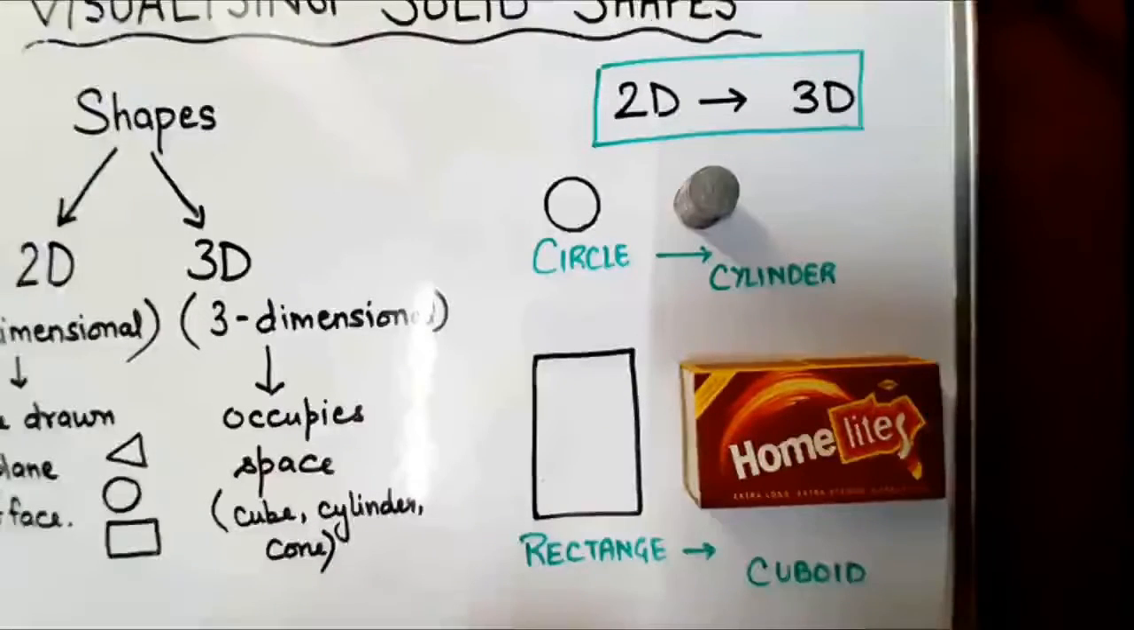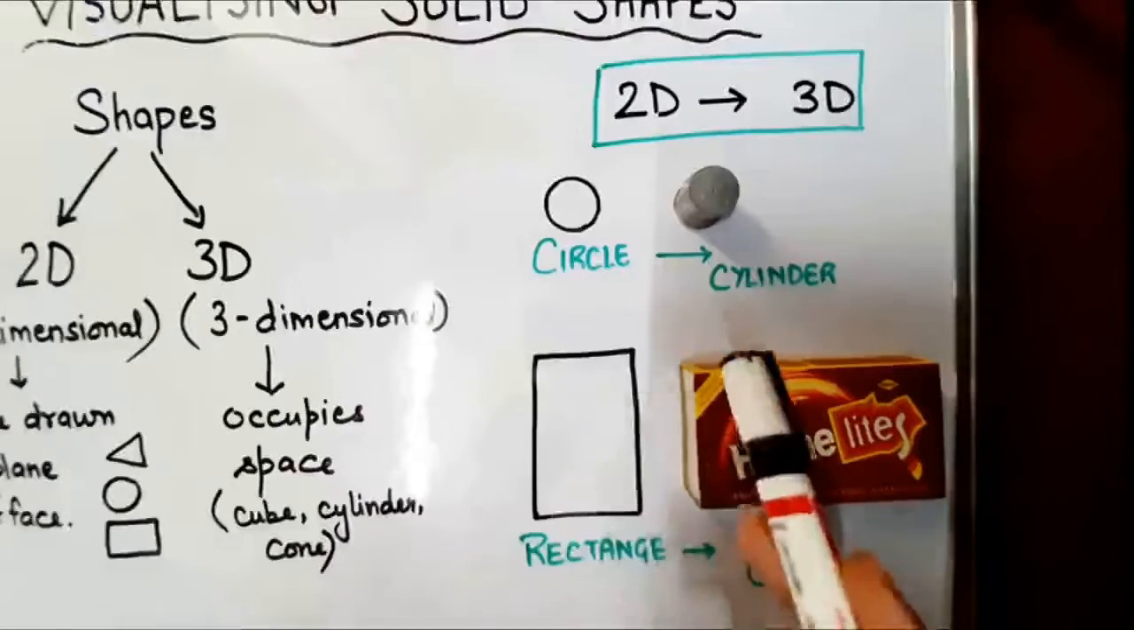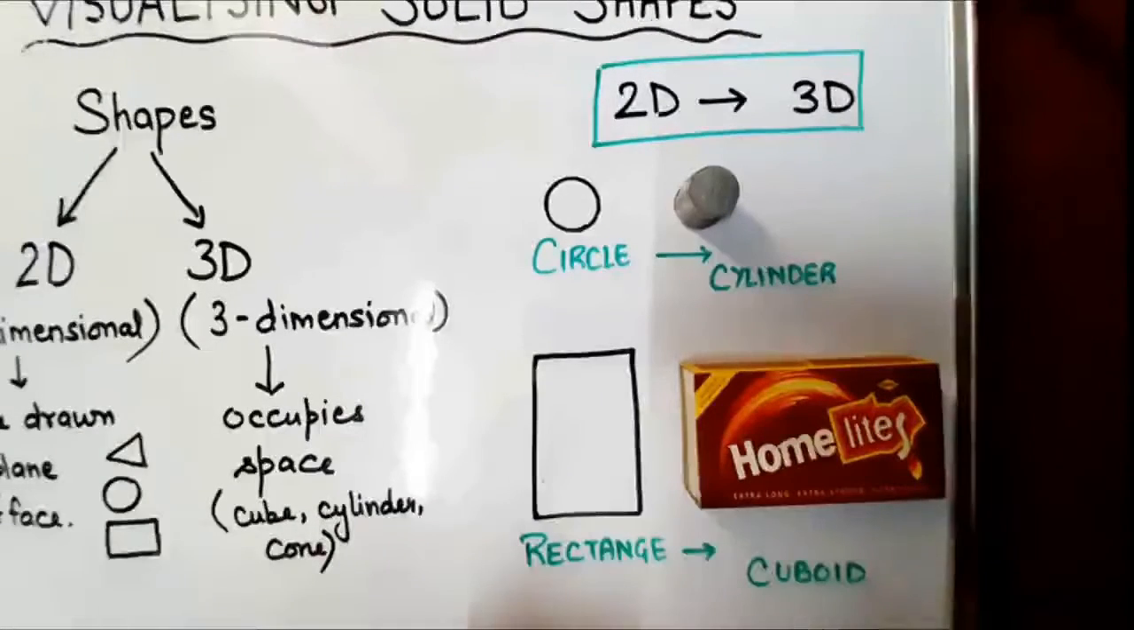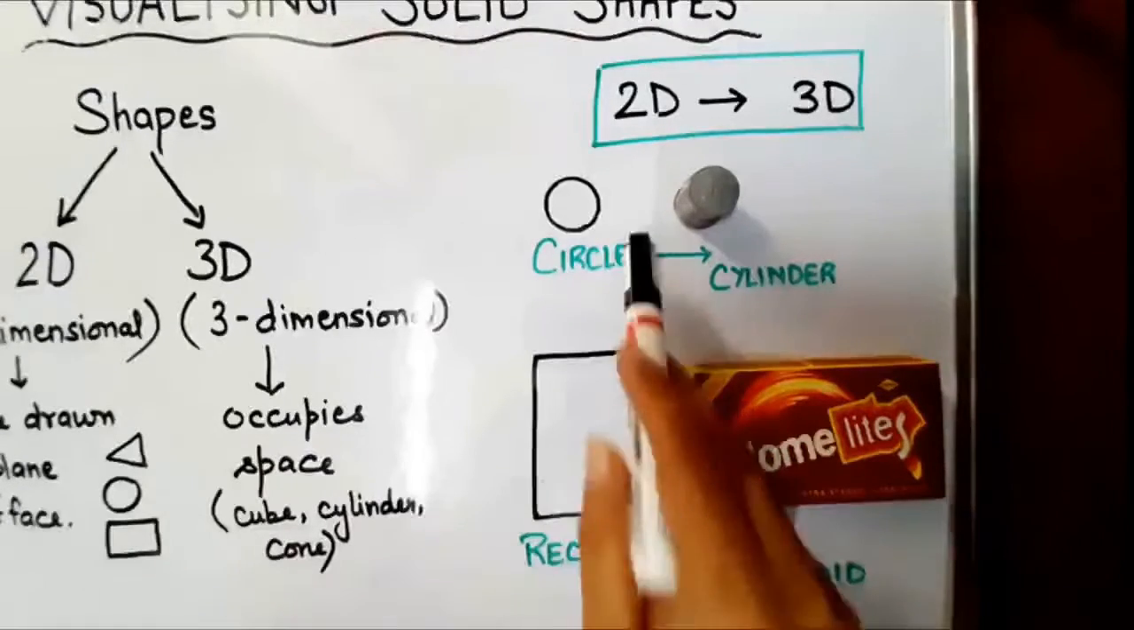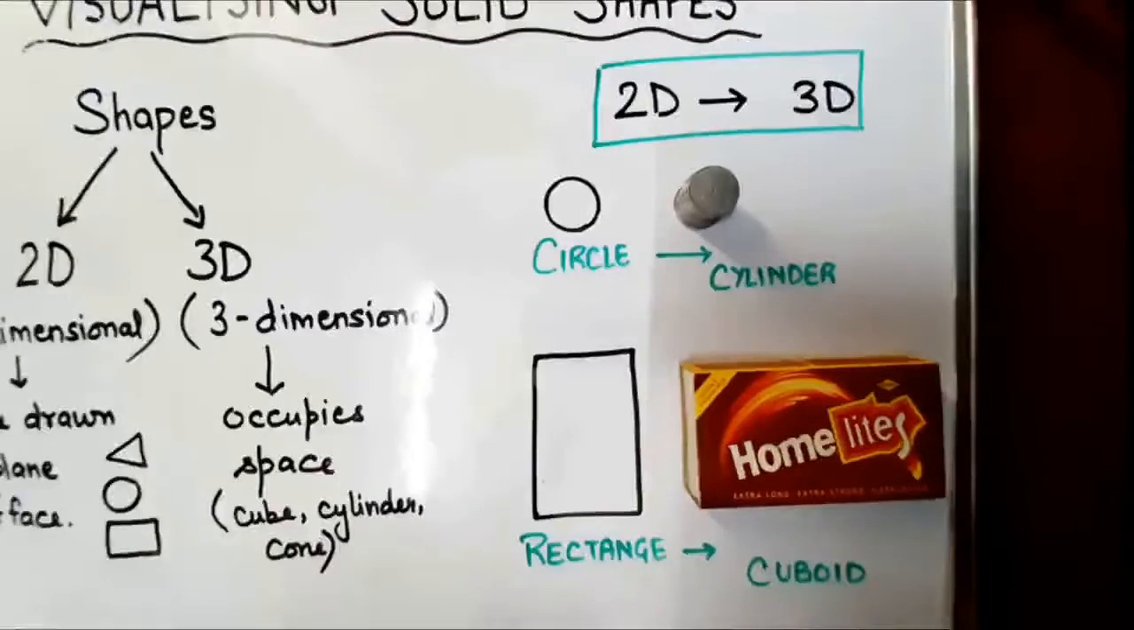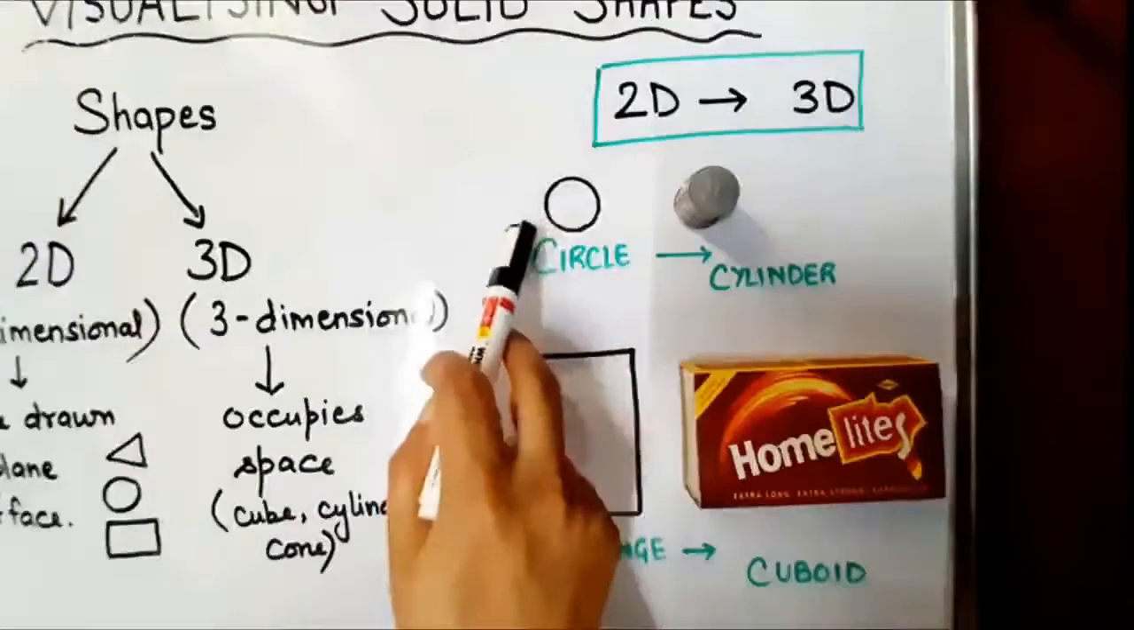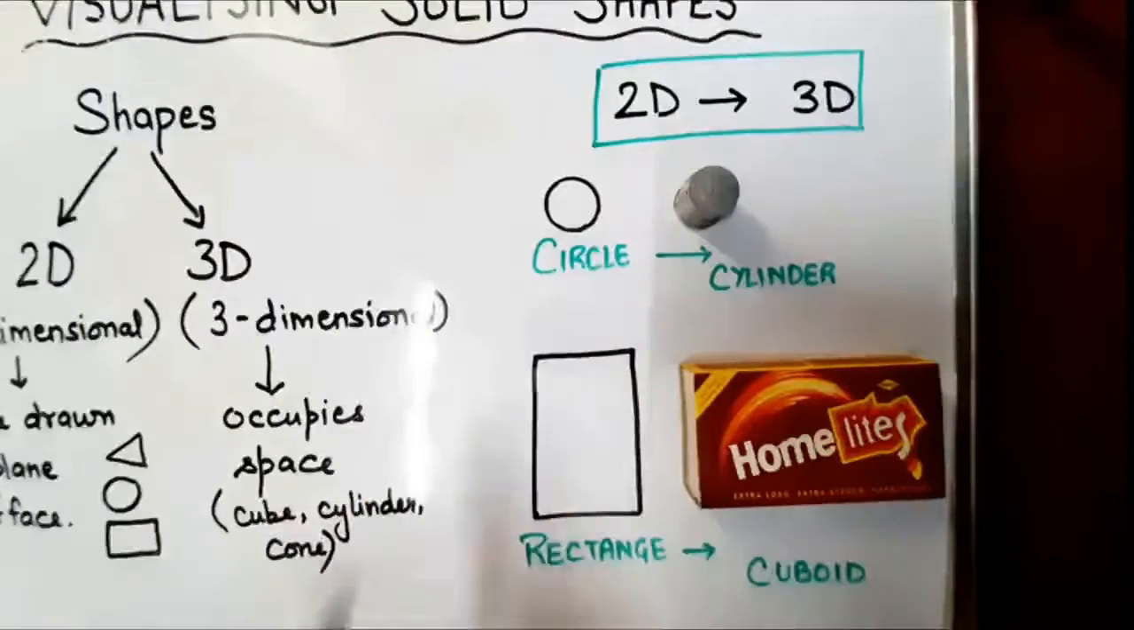This is how two-dimensional shapes get converted to three-dimensional shapes when a third measure is also associated with them. These were a few examples from daily life where we can observe three-dimensional shapes. There are many more examples also. Now, these two examples were about stacking. When I stacked the circles one above the other, it was a cylinder. When I stacked the rectangles one above the other, it was a cuboid.